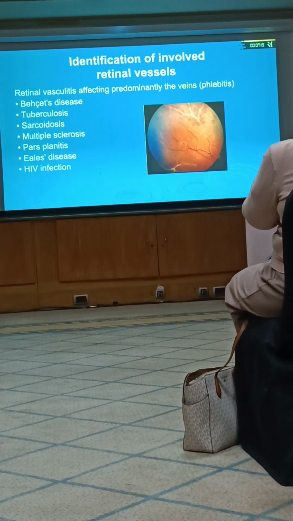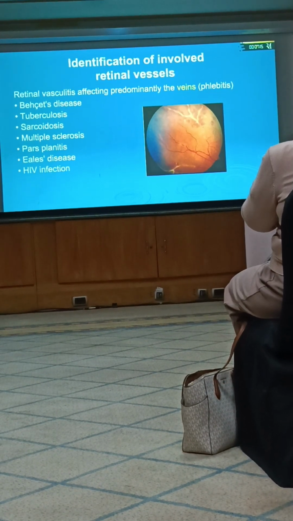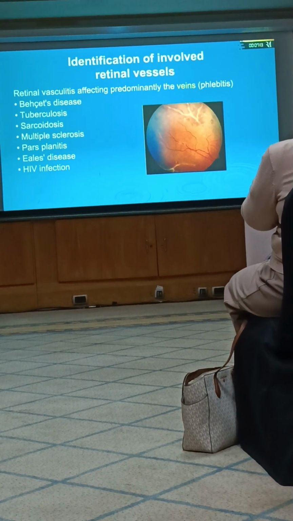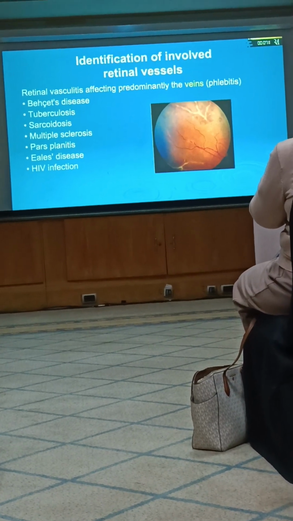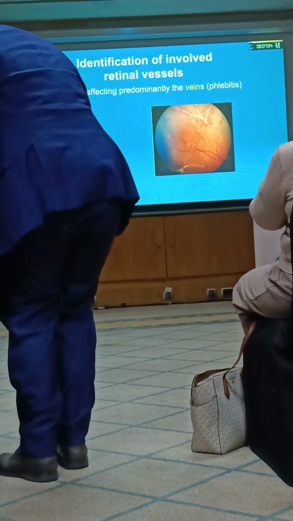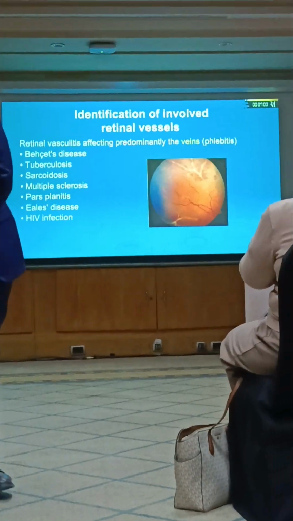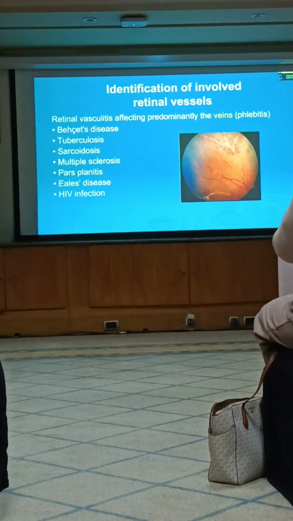As we can see here in this patient, the vasculitis affects mainly the veins. This is a periphlebitis. So if you have a periphlebitis, you should think of these disorders, and these are the most common diseases, as periphlebitis is more common than periarteritis. So you should think of Behçet's disease, TB, sarcoidosis, MS, pars planitis, and Eales disease.